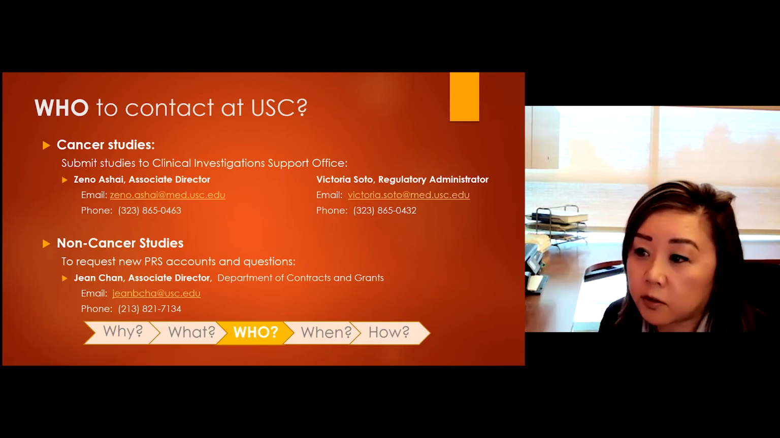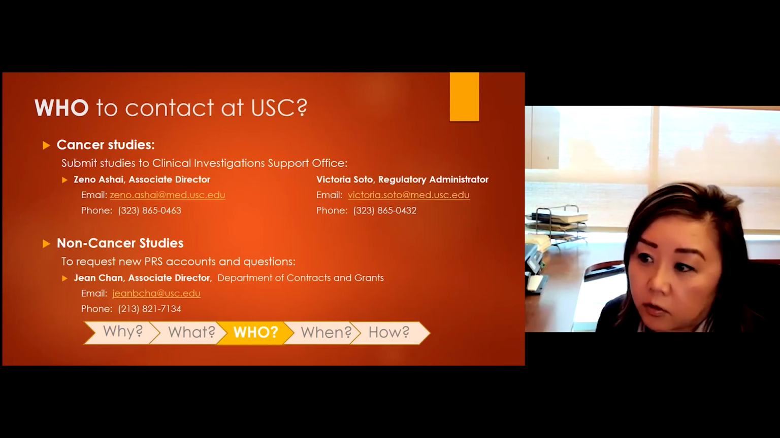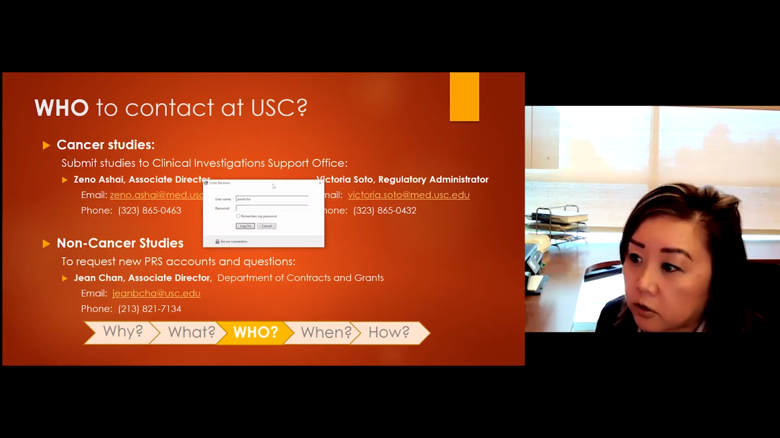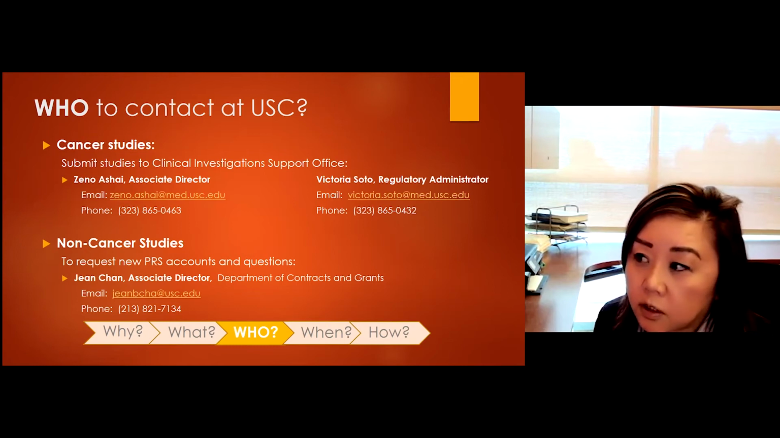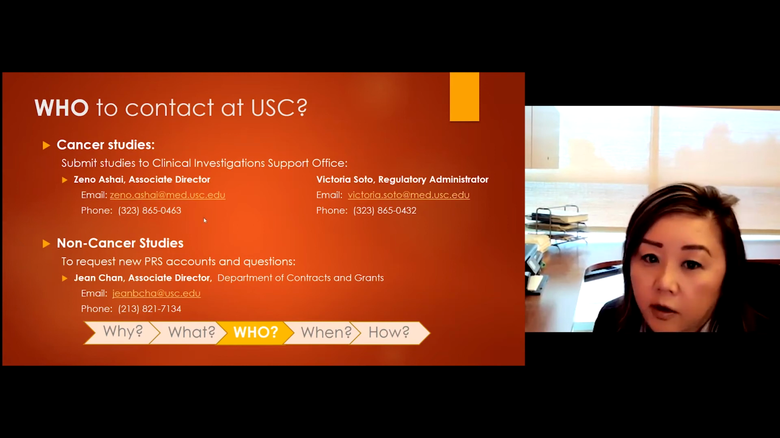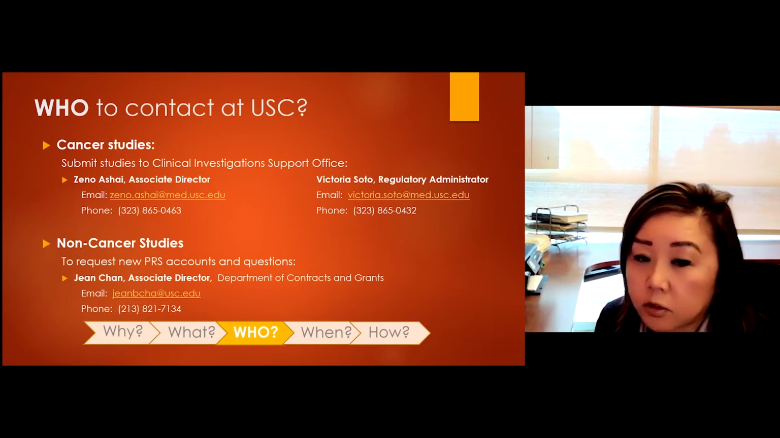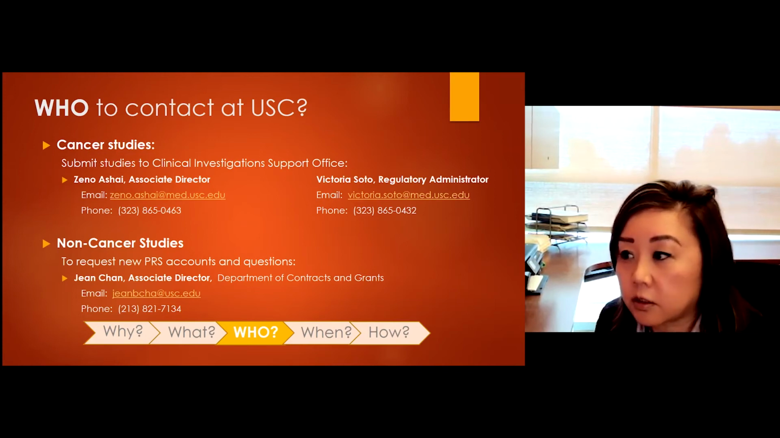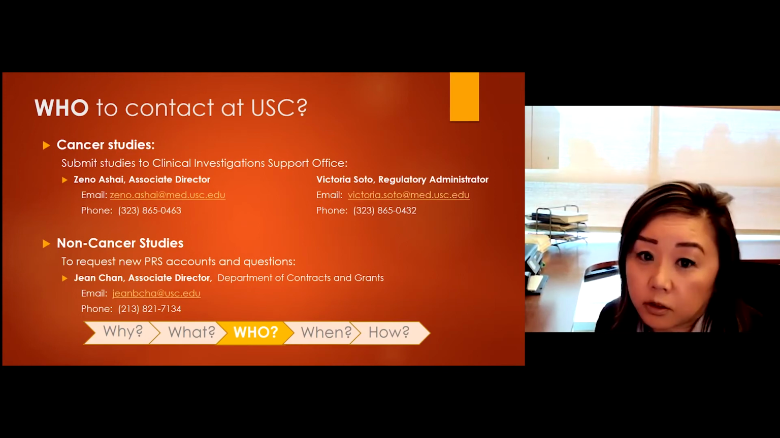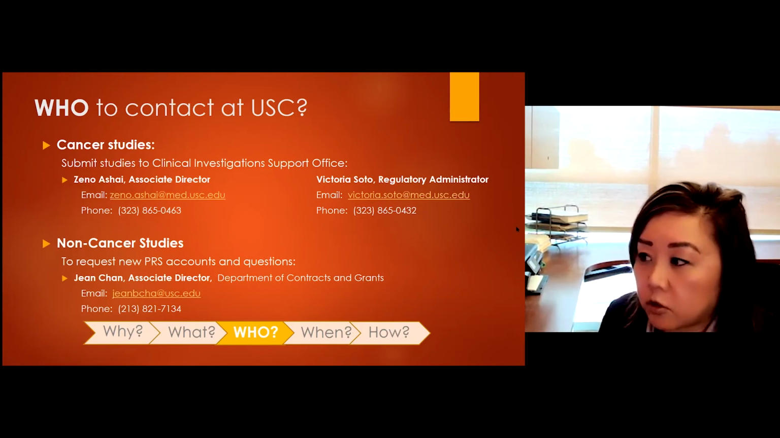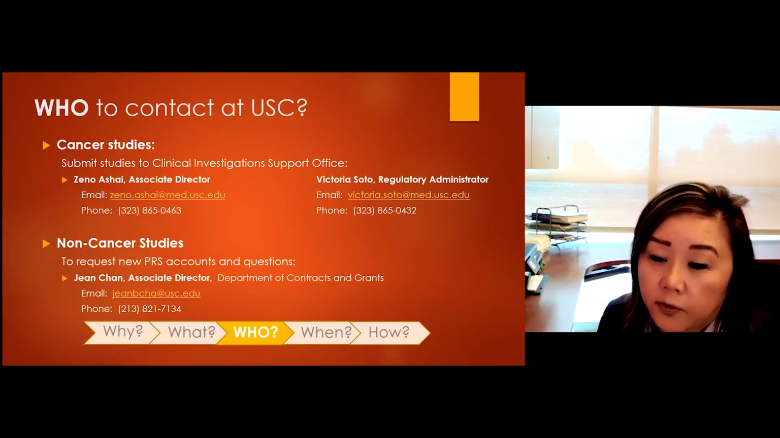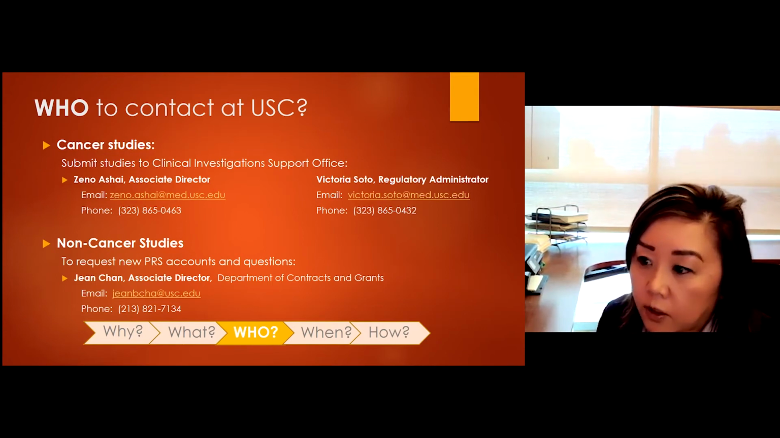Once a study is submitted to Zeno Ashai, the associate director, and they've determined that it meets the requirements for the cancer studies, they internally track that data within their internal system. They have administrative support to put all of that data within the system and export it into clinicaltrials.gov. And Victoria Soto is the regulatory administrator, so she's the main person that interfaces with clinicaltrials.gov.